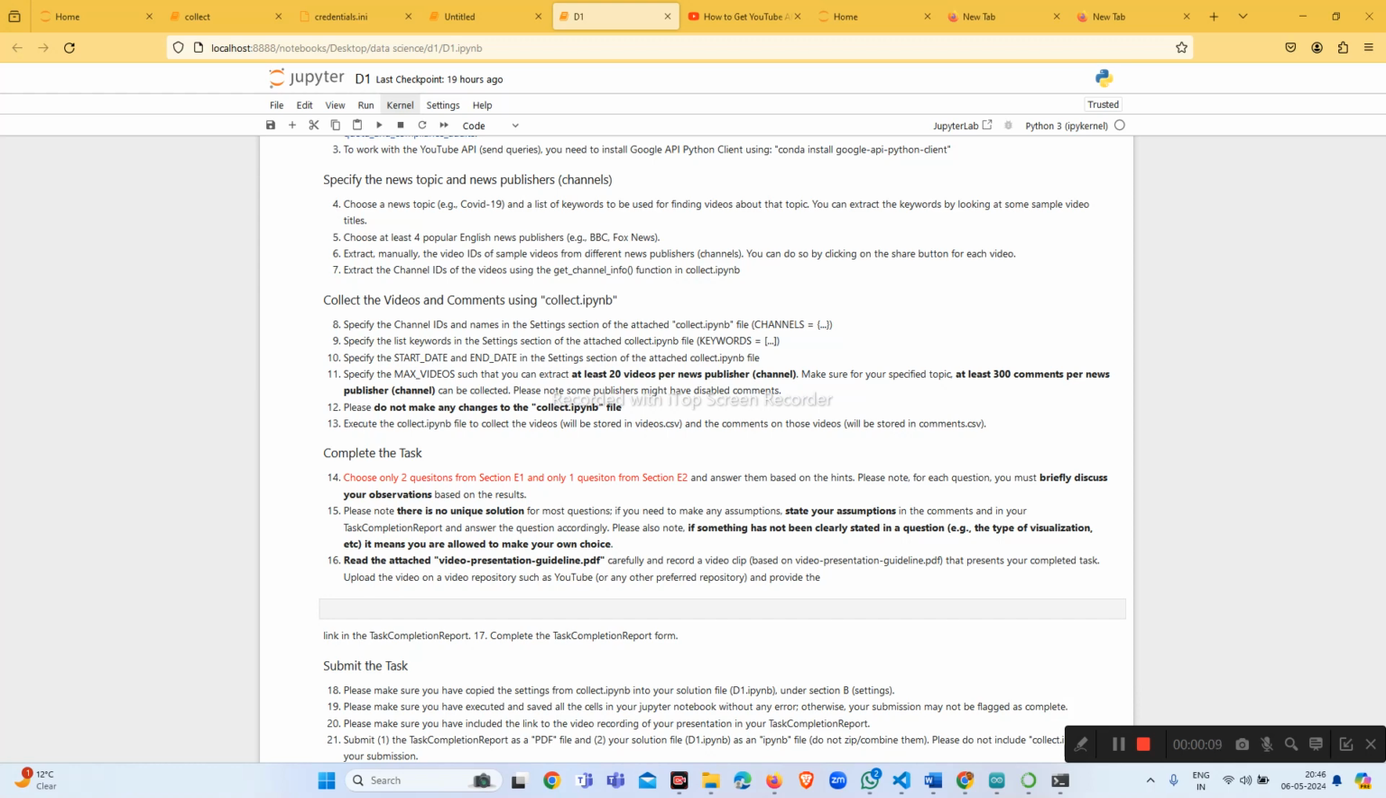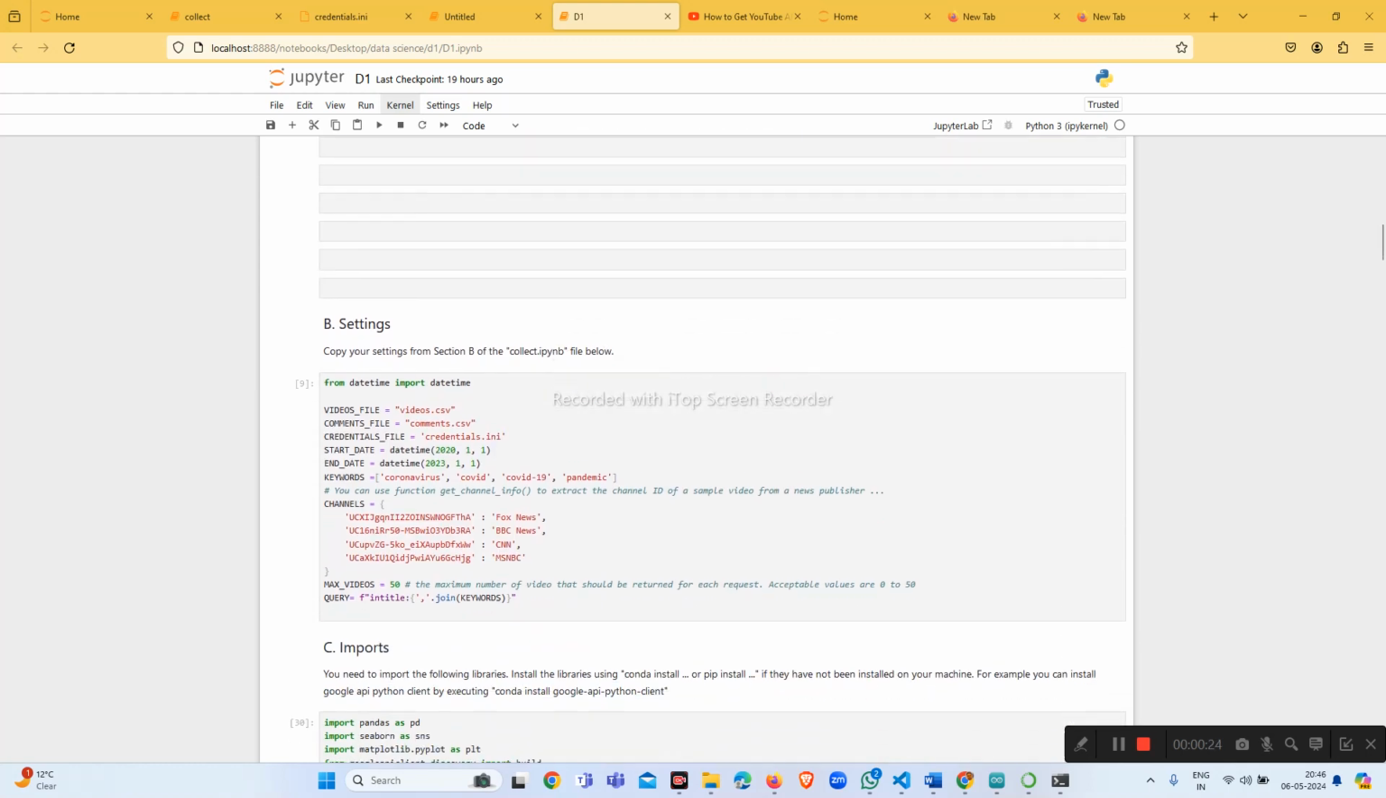And in this task, we have chosen four different news channels and a topic, that is COVID-19, and we have collected some of the data, and based on that, we have made some data analysis. Starting straightforward.